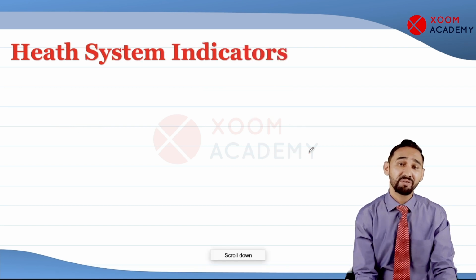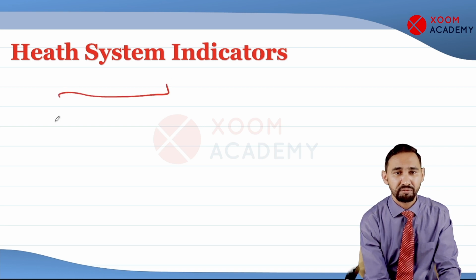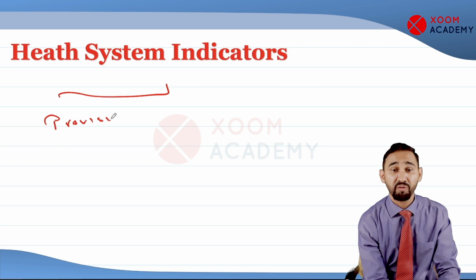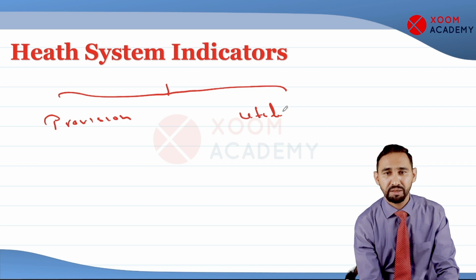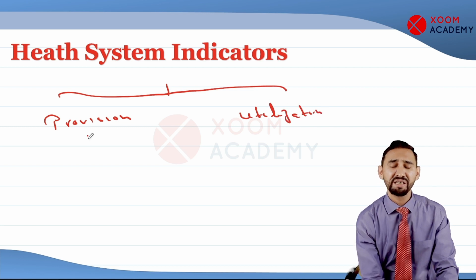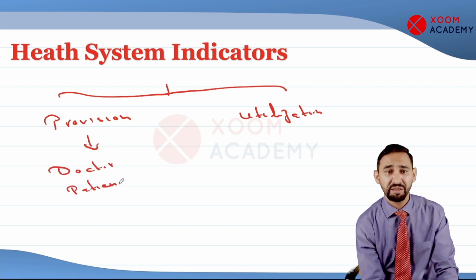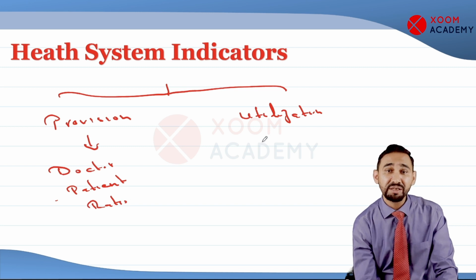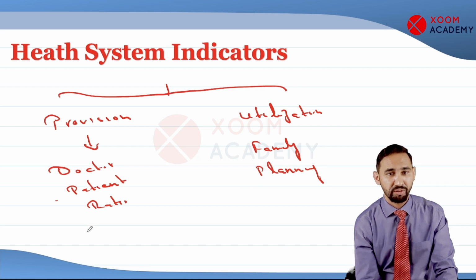Then we will discuss health system indicators. They are provision, services which are provided by government, and utilization indicators. Provision indicators will be doctor-patient ratio. In developing countries, it is greater. Utilization indicators, family planning services. How many services are being utilized by the community? Patient bed ratio is also a provision indicator.